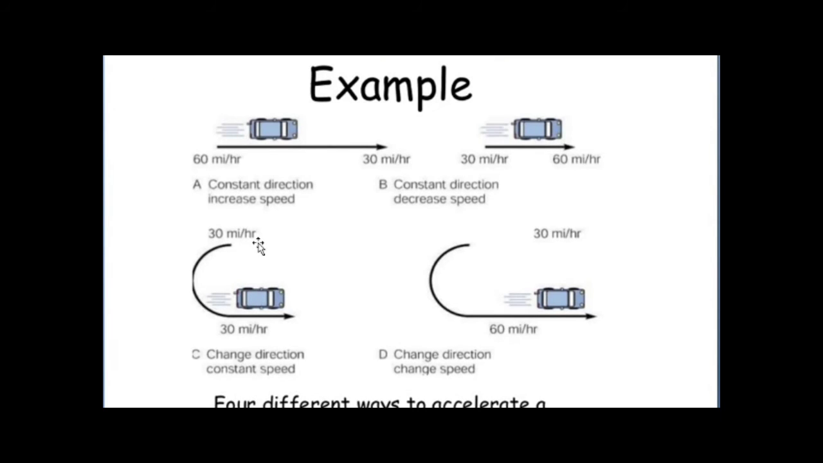Examples of acceleration: four different ways to accelerate a car. Car A, constant direction with increasing speed. Car B, constant direction with decreasing speed. Car C, changing direction with constant speed. And car D, changing direction with change in speed. I think deceleration shouldn't need an example, because it is very easy to understand, and it is the decrease of velocity.